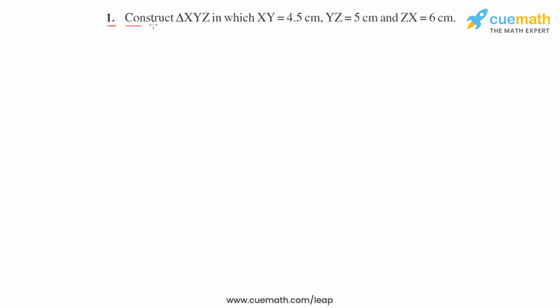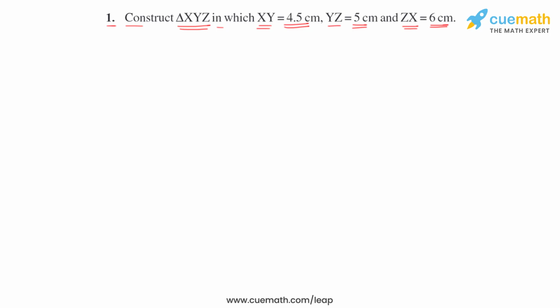First question, construct triangle XYZ in which XY is 4.5 centimeters, YZ is 5 centimeters and ZX is 6 centimeters. That is, we have to construct a triangle whose all the three sides are given: 4.5, 5 and 6.